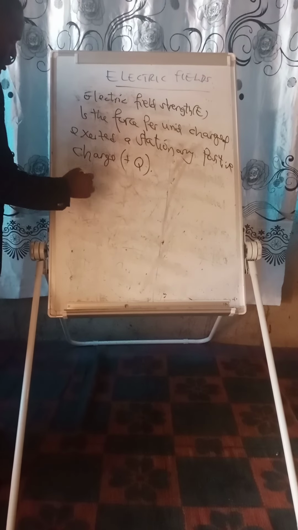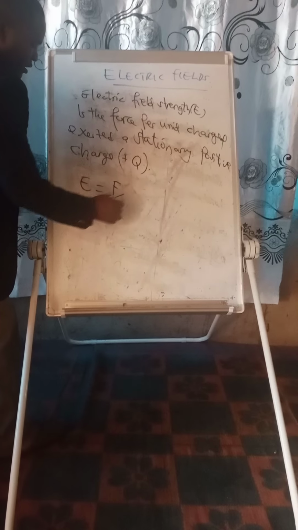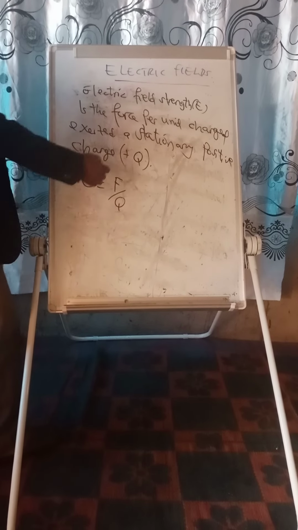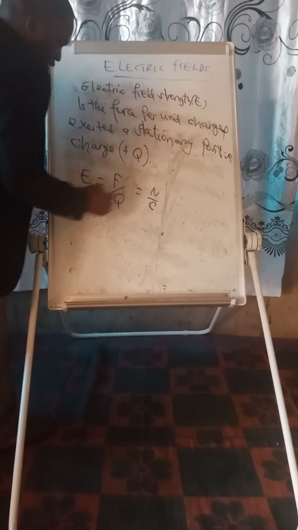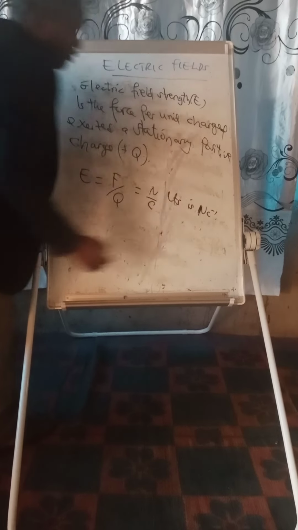So electric field strength is equal to force over positive charge. The unit of the force is the Newton, and for the charge it is the Coulomb. So the unit of electric field strength is Newton per Coulomb.